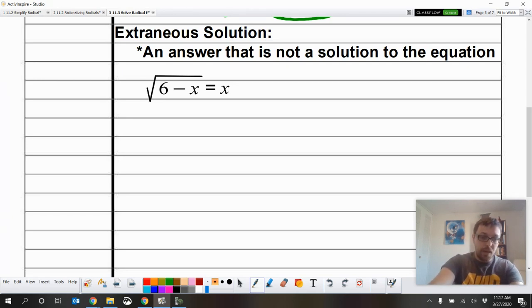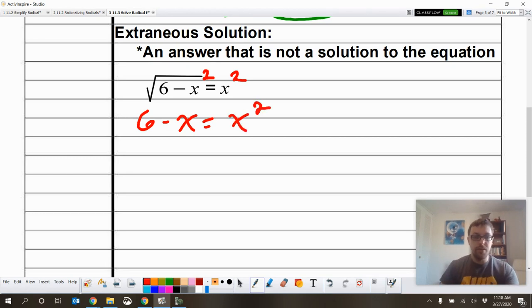So watch this problem. We got to get rid of that radical. Well, we want to isolate the radical. That's already been done for us. You're welcome. So we want to get rid of that radical. To get rid of the radical, we're going to square both sides. We get 6 minus x equals x squared. And now we've got a quadratic.